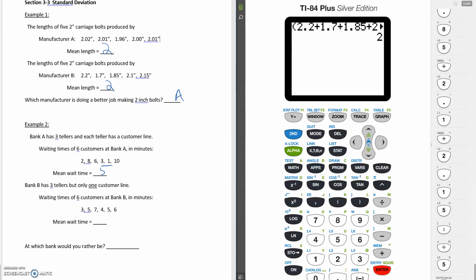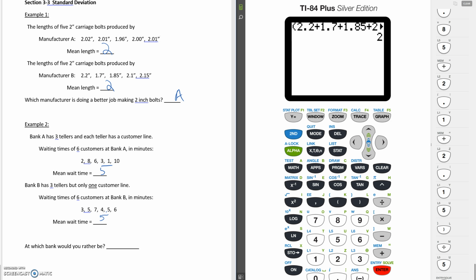Bank B has 3 tellers but only 1 customer line. And so their waiting times are 3 minutes, 5 minutes, 7 minutes, 4 minutes, 5 minutes, and 6 minutes. And if you add those up and divide by 6, again, you get 5 minutes. Now, again, we could have a conversation about which bank you would rather be at.